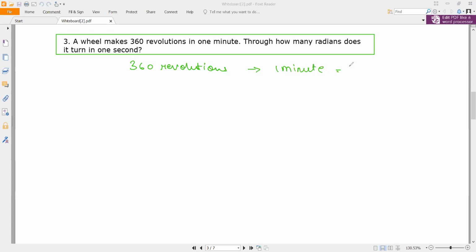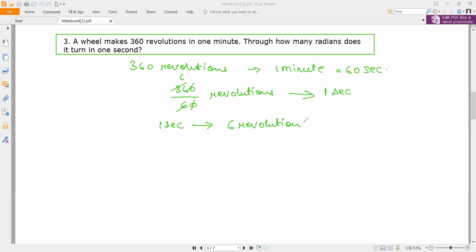1 minute is equal to 60 seconds. In 60 seconds, the wheel is revolving 360 times. In 1 second, it will revolve 360 upon 60 revolutions. That means 1 second is equivalent to 6 revolutions of the wheel. The wheel will take 6 revolutions. Through how many radians does it move in 1 second?